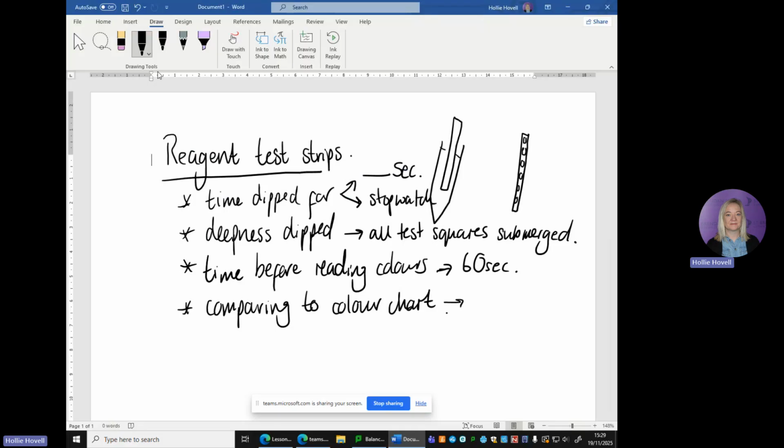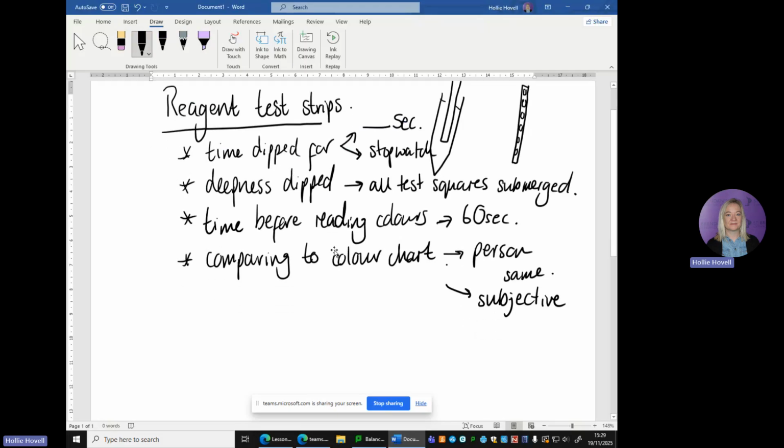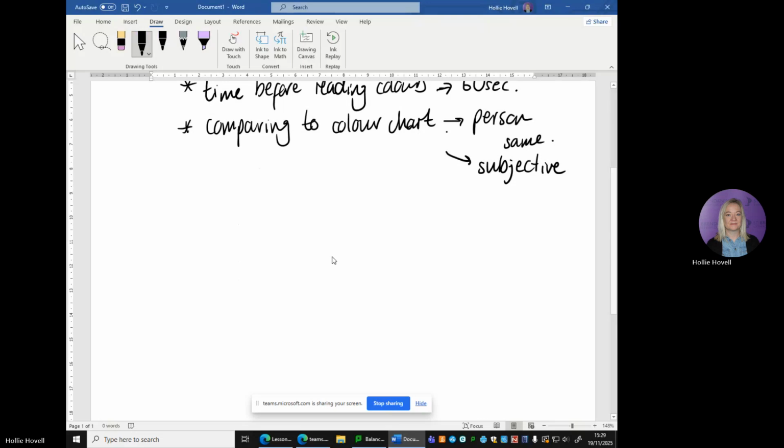Then comparing it to the color chart, you need to make sure that you're always keeping the person the same, because different people interpret colors slightly differently. Looking at colors is subjective. So one person might say, oh yeah, I think it's that one. Another person might say, I think it's that one. So it is important that the same person is looking at the color each time.